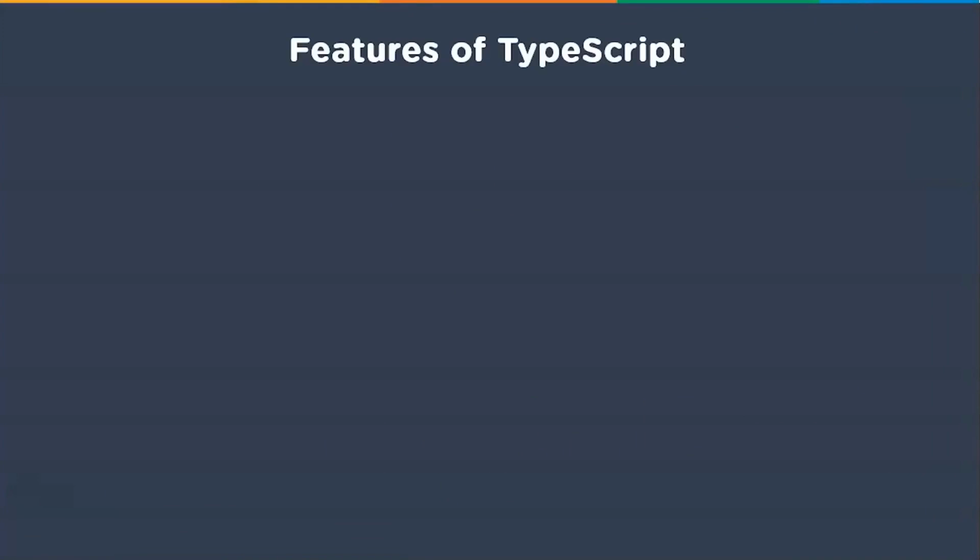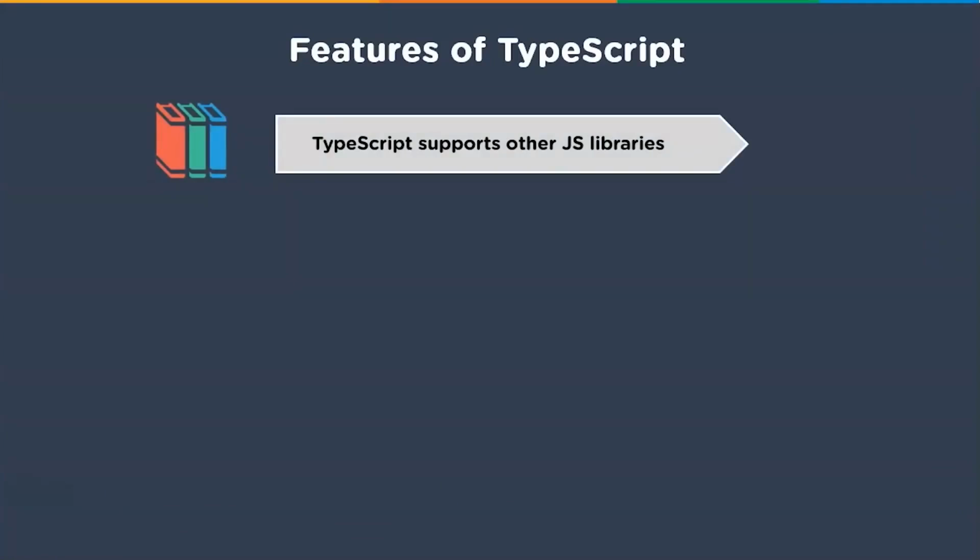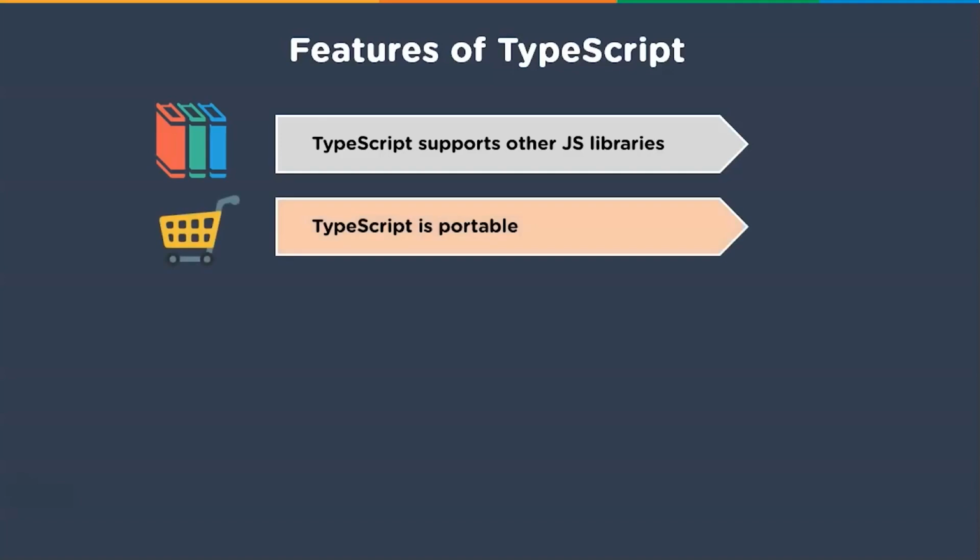Now let us look at the features of TypeScript. TypeScript supports other JavaScript libraries. TypeScript is a new Microsoft language that is a highly typed superset of JavaScript with support for object-oriented programming and other current features like decorators. Because browsers and Node comprehend JavaScript, TypeScript compiles to JavaScript.